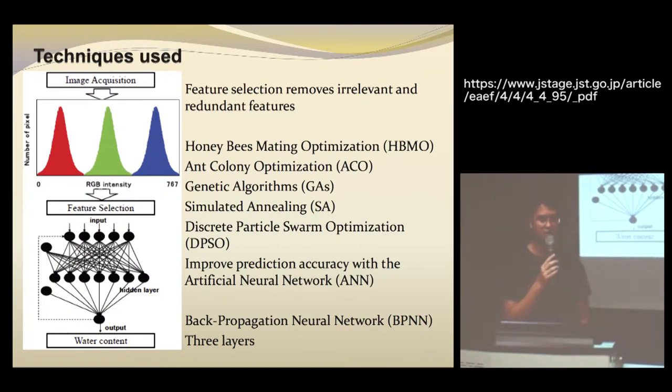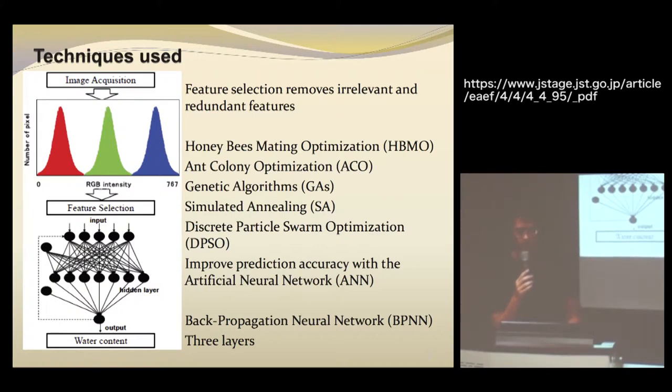So what exactly is the feature selection? It's a bio-inspired algorithm. They decided to try 5 bio-inspired methods. The first one is honey bee mating optimization. They simulate the mating of the queen of the bees to guess what features can be removed and what features are redundant.